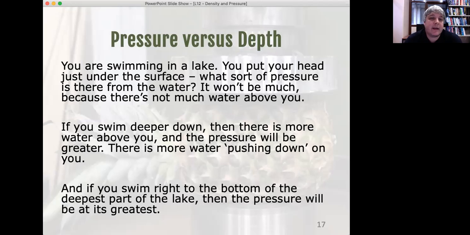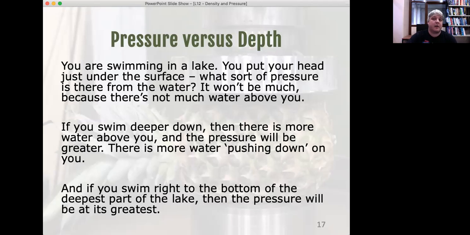Suppose you're swimming in a lake and you put your head just under the surface. What sort of pressure is there from the water? Well, there's not going to be much because there's not much water above your head pushing down on it. If you're only just underwater, there might be just a thin film of water pushing down on your head. That's not a lot. So you're not under much pressure from the water.